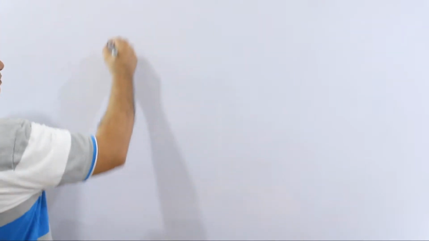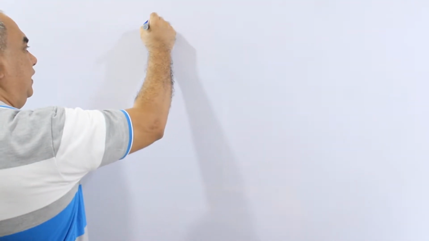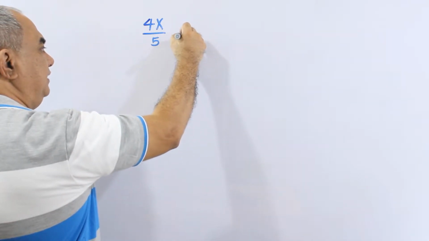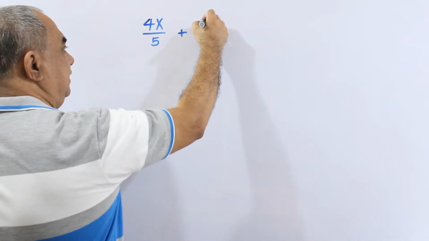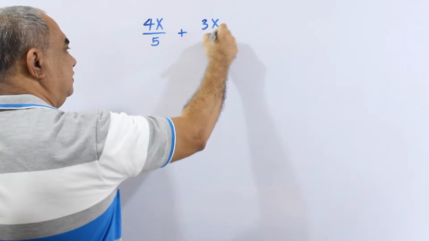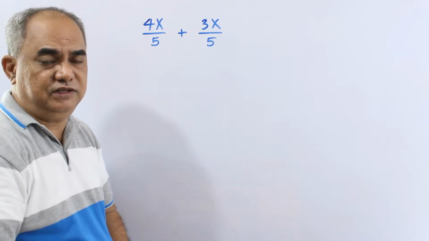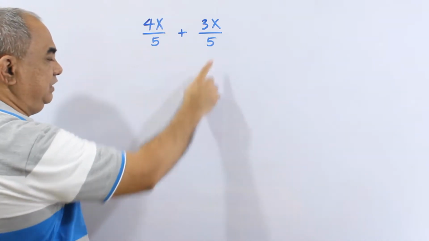Today we're going to discuss addition and subtraction of rational expressions. For rational expressions, we have to first check whether the two fractions are similar or not. How? For example, suppose we have 4x all over 5 and we add it to, let's say, 3x over 5. Obviously, these two fractions are similar simply because they have the same denominators.